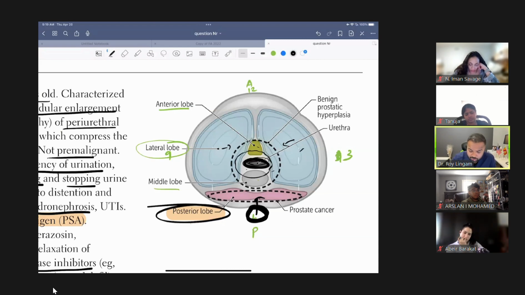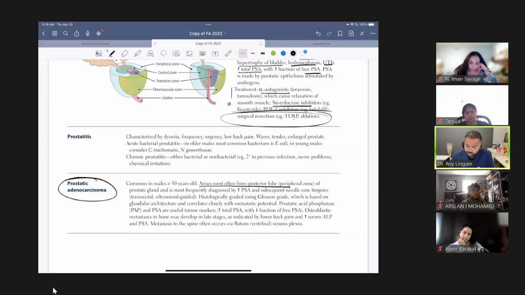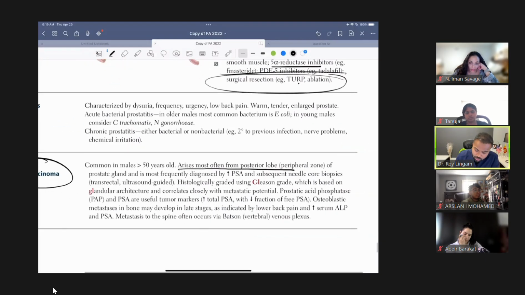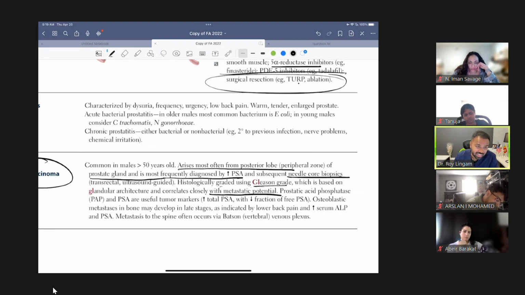That's why I like this picture better, but now we could go there, folks, okay? Now, prostate cancer is most frequently diagnosed with increased PSA and biopsies, folks, okay? Now, histology is graded using the Gleason grade. There's a way to do that. And then we, of course, closely check for any metastasis. Prostatic acid phosphatase, PAP, and PSA are useful tumor markers.